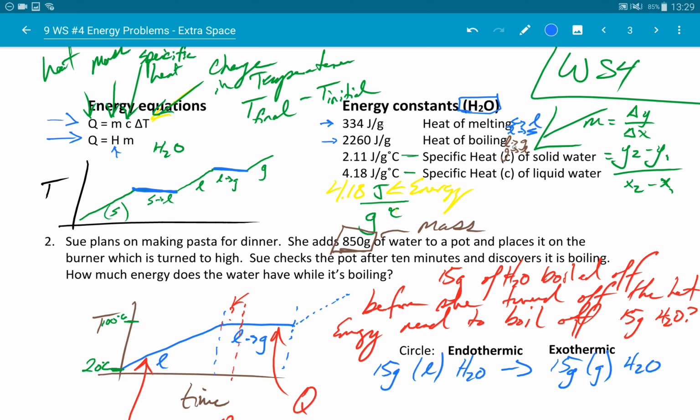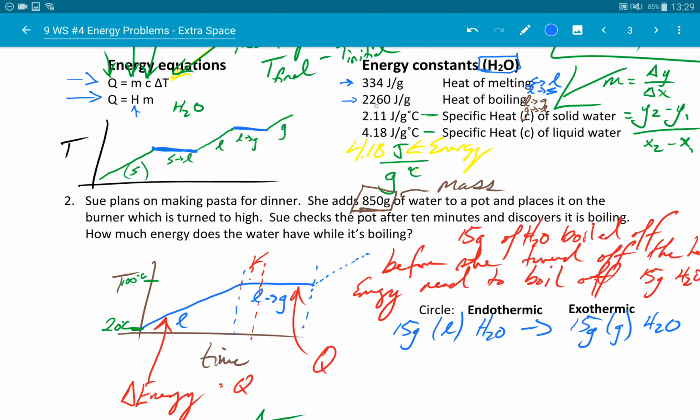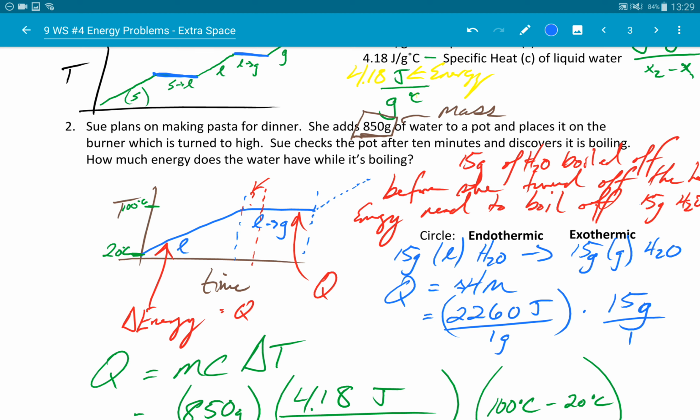It's just how much energy it takes to go from a liquid to a gas, specifically of H2O, and it's 2,260 joules for every gram. So I'm going to start with my equation here. Q is equal to, it's actually delta H there, I'll write it as delta H, it doesn't matter, times the mass. So I have 2,260 joules for every 1 gram, and again, this is of H2O only, multiplied by the mass, we had 15 grams of that thing, divided by 1.